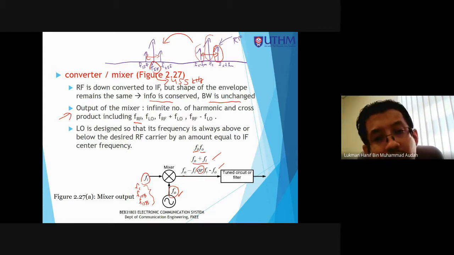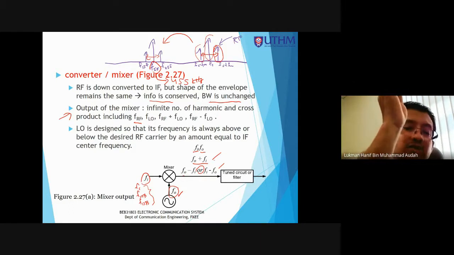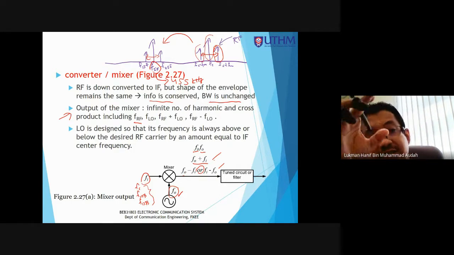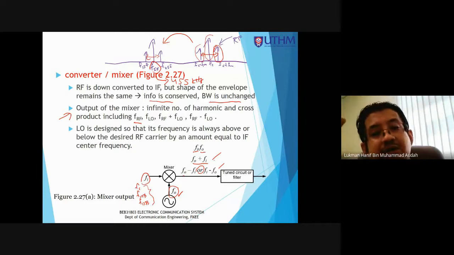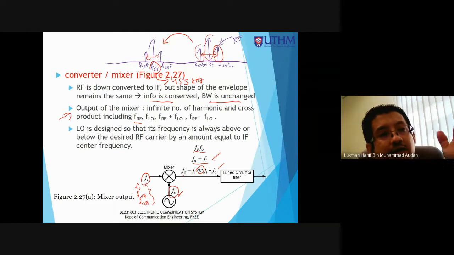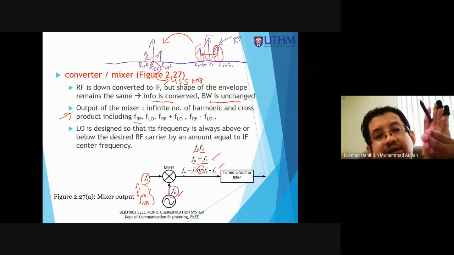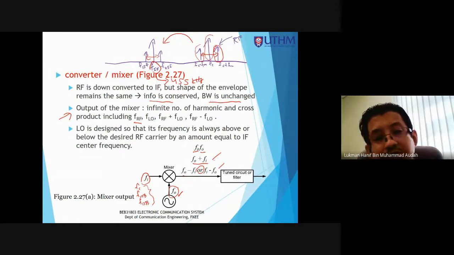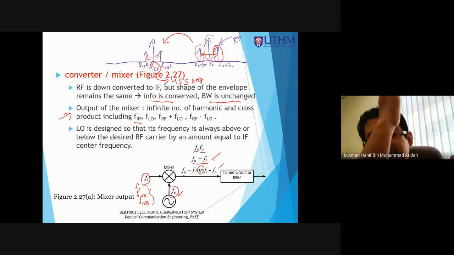When we down convert the frequency band from RF to intermediate, we will make sure that the center is located at 455 kilohertz. This is by standard AM. Ini standard. Maknanya apabila kita down convert, kita akan pastikan bahawa center berada pada 455. Standardized untuk semua AM receiver circuit, dia standardized center of IF pada 455.